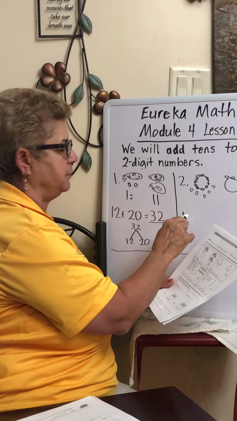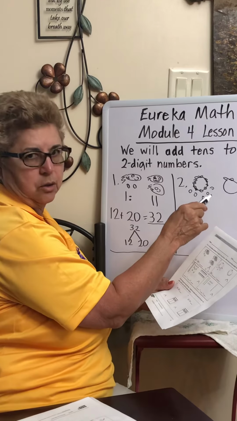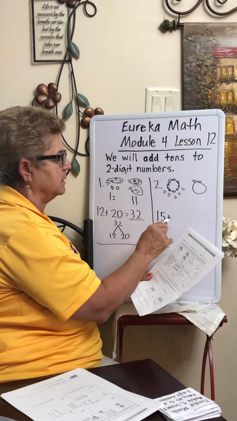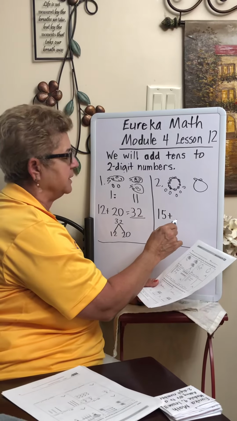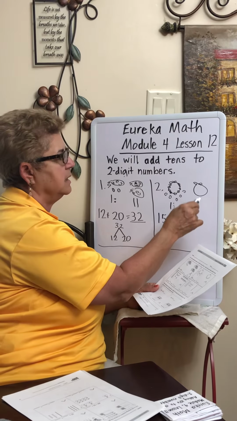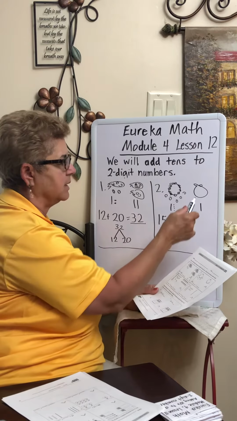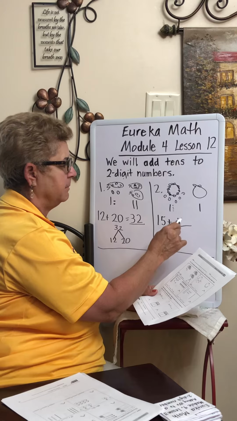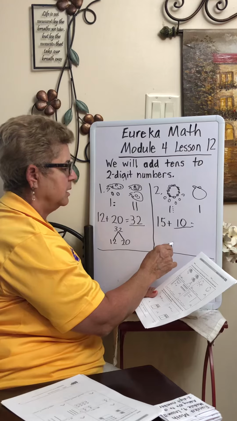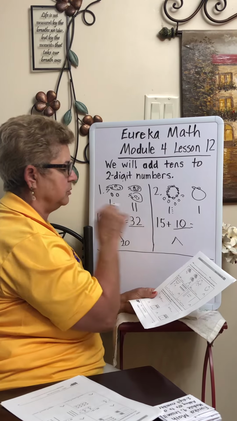And then you would do 15. You would still do your 10, your quick 10s. Then you would write 15 plus, and now they're asking you to do it a little differently. 15 plus, this is 1 and 5, and this is 1. So then you would say, okay, this is 10, because it's 1 ten, equals, and then you would put your answer.